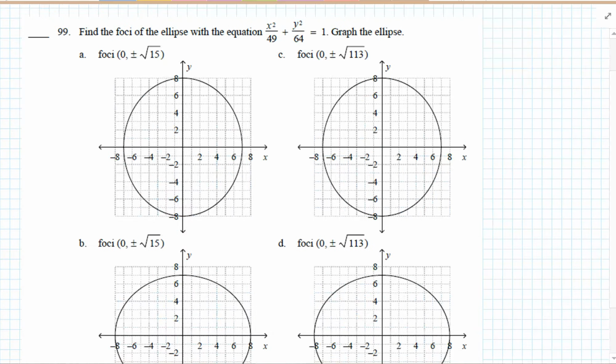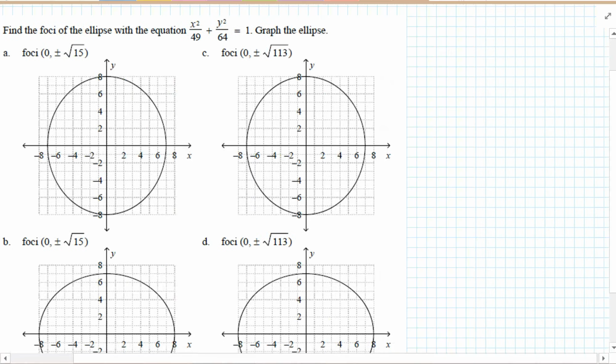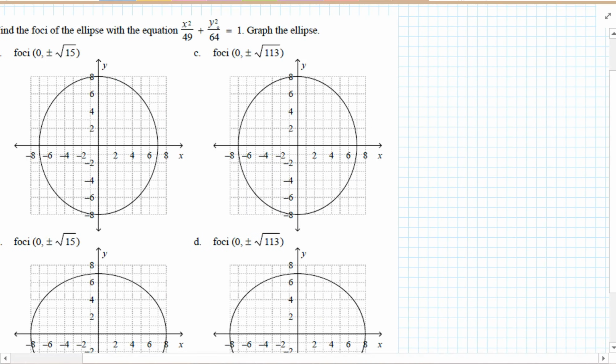99. Find the foci of an ellipse with the equation x squared over 49 plus y squared over 64 equals 1. And then it says graph it, okay? So this is going to be x squared over b squared plus y squared over a squared. The reason it's b is because that number is less. The reason that's a is because that number is bigger. Okay? So, equals 1.